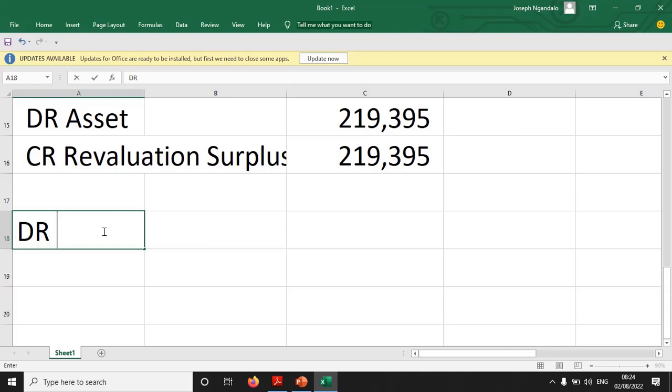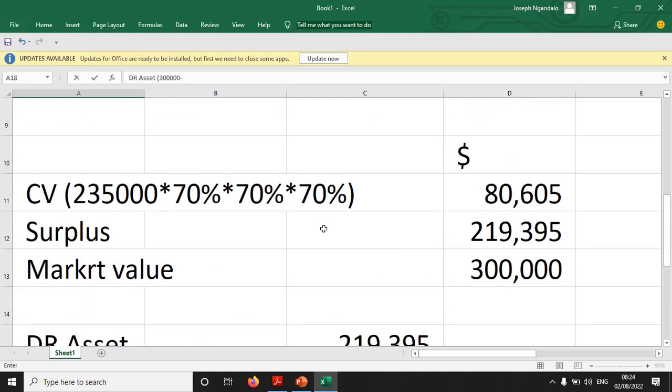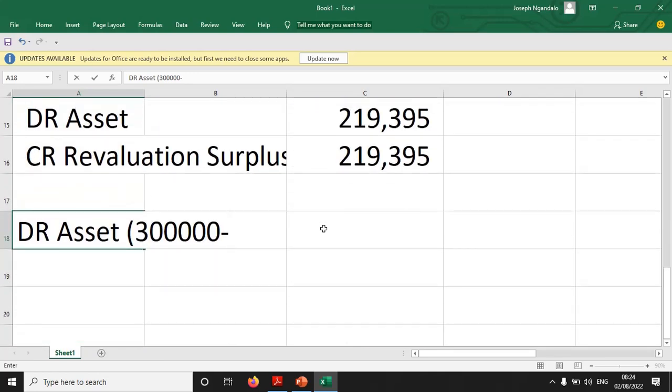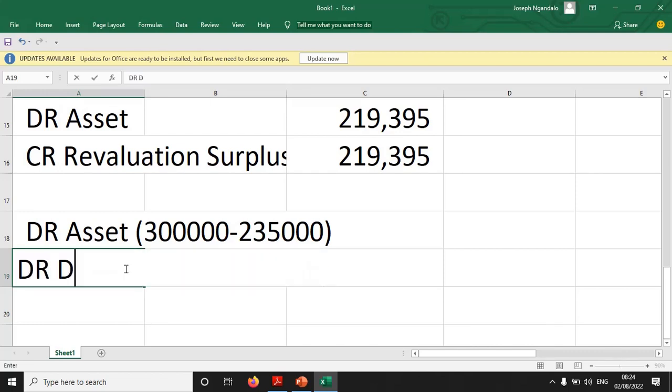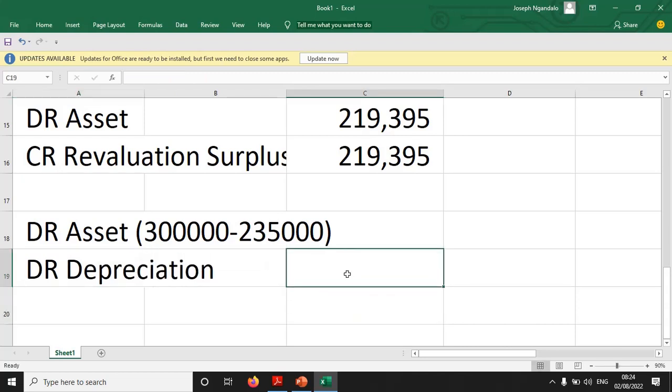He wants you to debit the asset account with a difference in costs. So what is the difference in terms of cost? 300,000 minus, what was the initial cost? The initial cost was how much? 235, right? So please pay attention to that. 235,000. And then he wants you to reverse the depreciation so far. Did you hear what I said? Reverse what? Depreciation so far. And how do we do that? It is simple. You say the same 235, right?